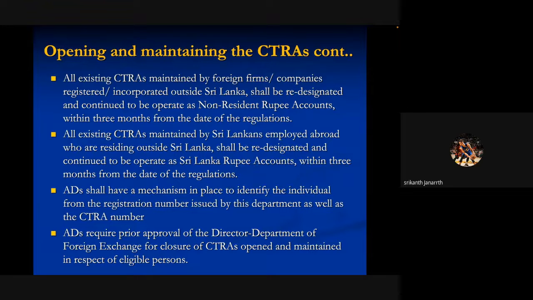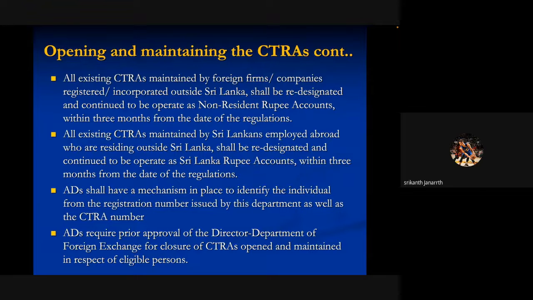Now that account is removed, and those Sri Lankans working in other countries can maintain an ordinary LKR account. So that is how it should be. Just because a Sri Lankan person is working abroad, you need not go and change the account. So that remains as an LKR account now. You can see all existing CTRA maintained by Sri Lankans employed abroad who are residing outside Sri Lanka shall be redesignated and continue to operate as a Sri Lanka Rupee account. So if somebody went to the Middle East, earlier the central bank said, okay, he's no more resident, convert into CTRA. Now that is not required. That account can be maintained as a normal LKR account.